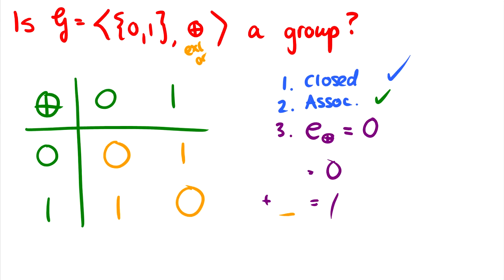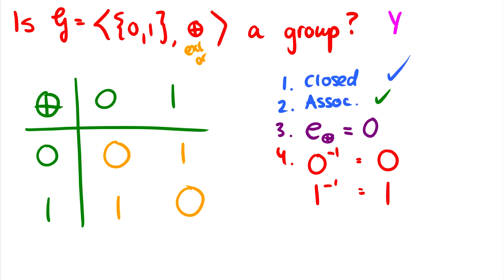Okay, what about inverses? Let's ask ourselves if there are inverses for this. So what is the inverse of 0 and what is the inverse of 1? So what gives us back 0? Well, if we have the same value, we get 0 back. So the inverse is just itself. So it satisfies all 4 axioms. Therefore, yes, it is a group.